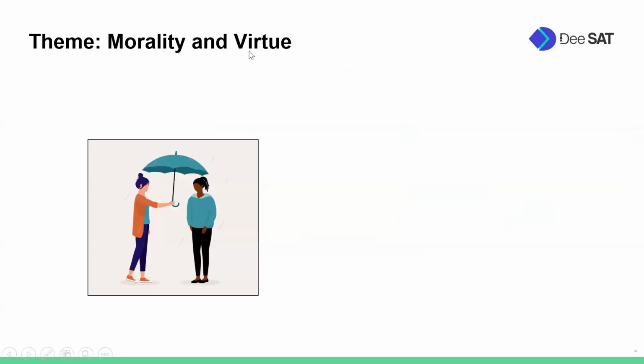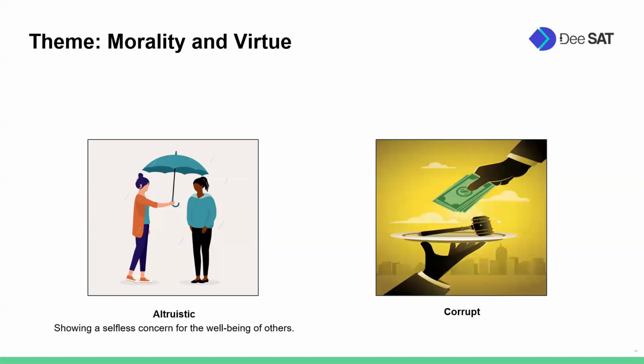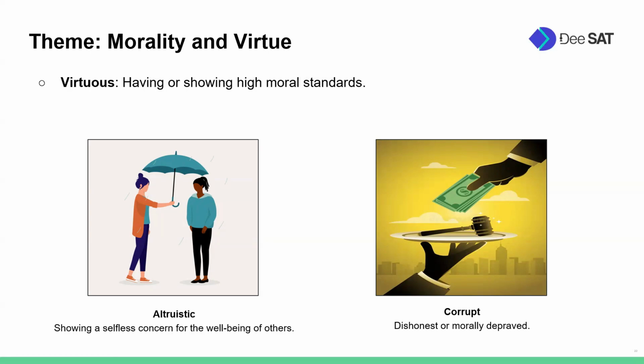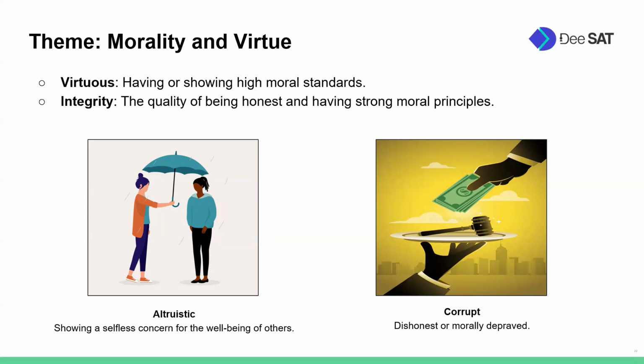Morality and virtue. Okay. Altruistic. Altruistic is a person who shows selfless concern for other people. From the very same root, the word altruism also stems. Altruism is the act, whereas altruistic is the person. Corrupt would be pretty opposite of this. A person who is dishonest or morally depraved is a corrupt person. Then you have virtuous and integrity, both of which are positive words, which indicate people who have high moral standards and principles.